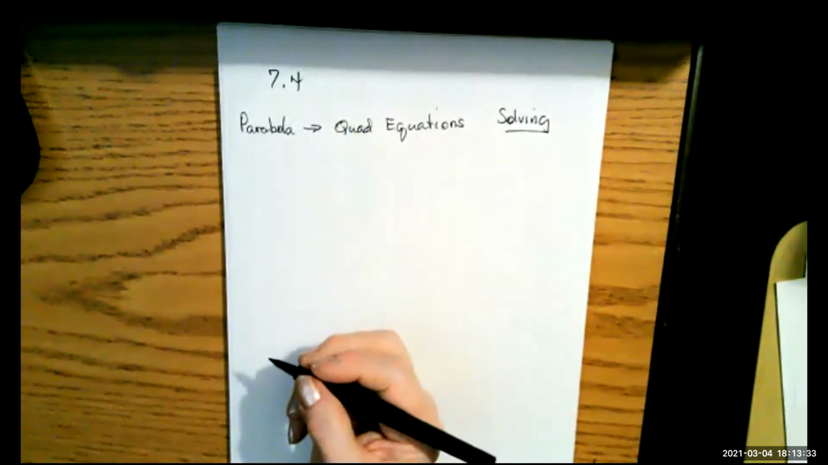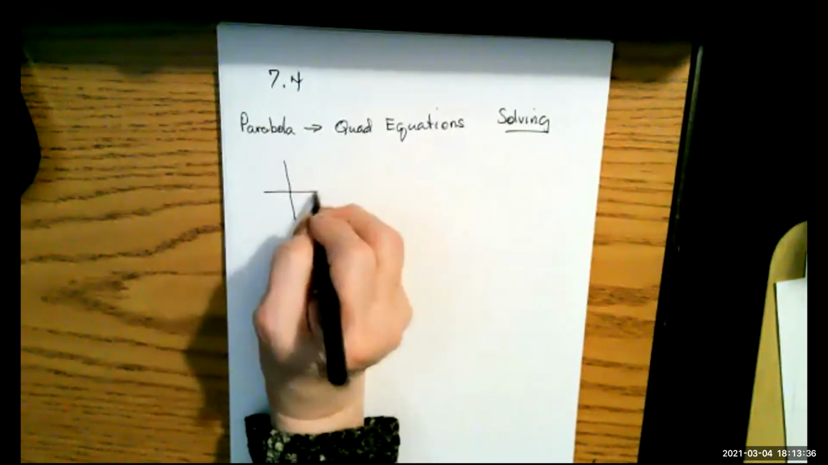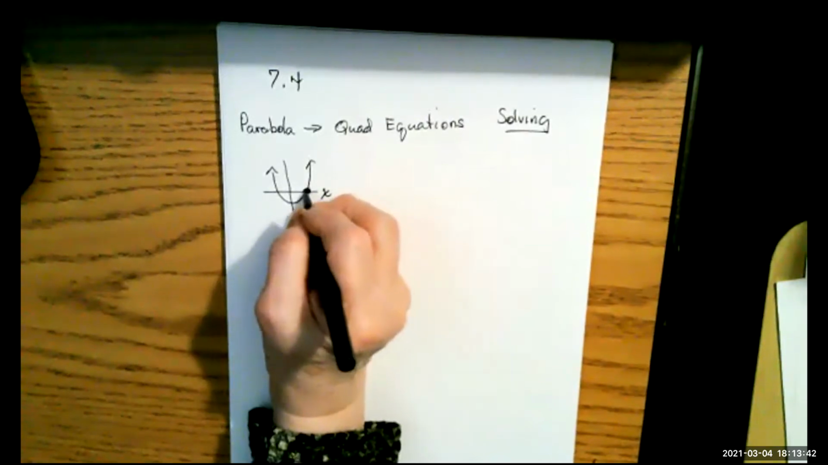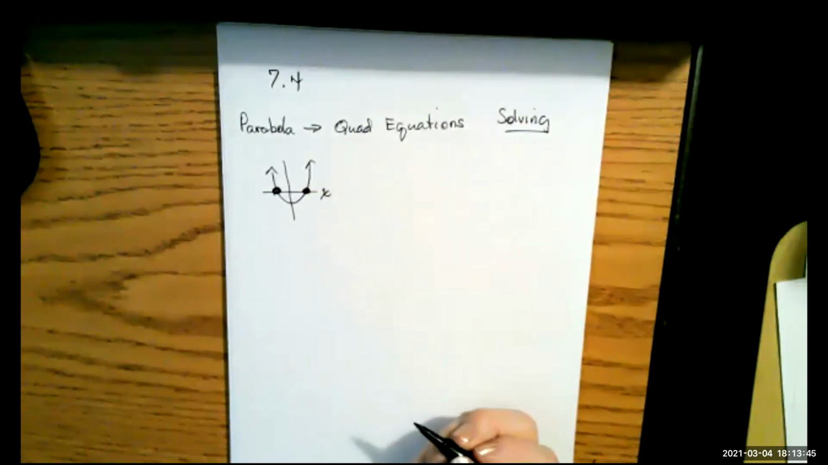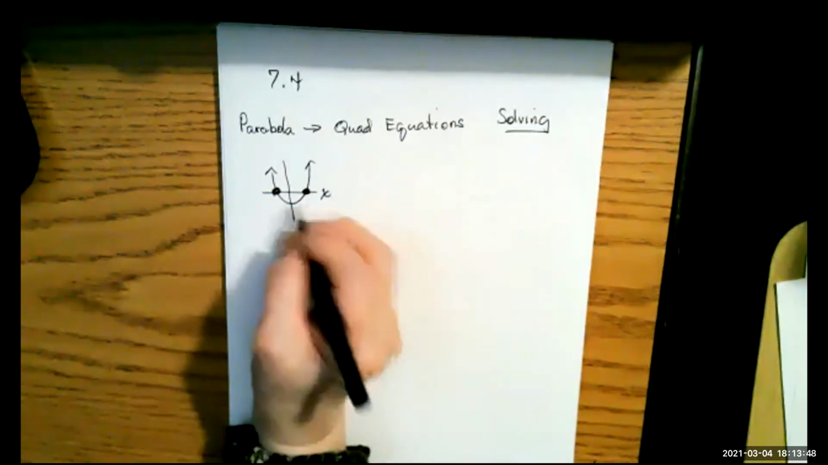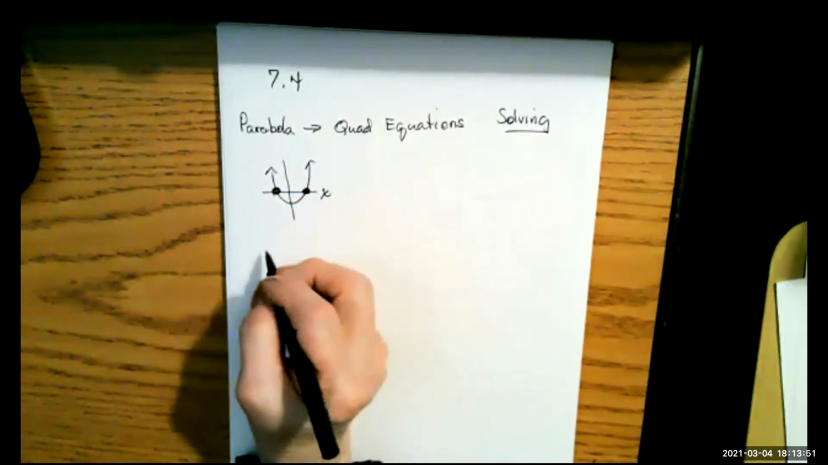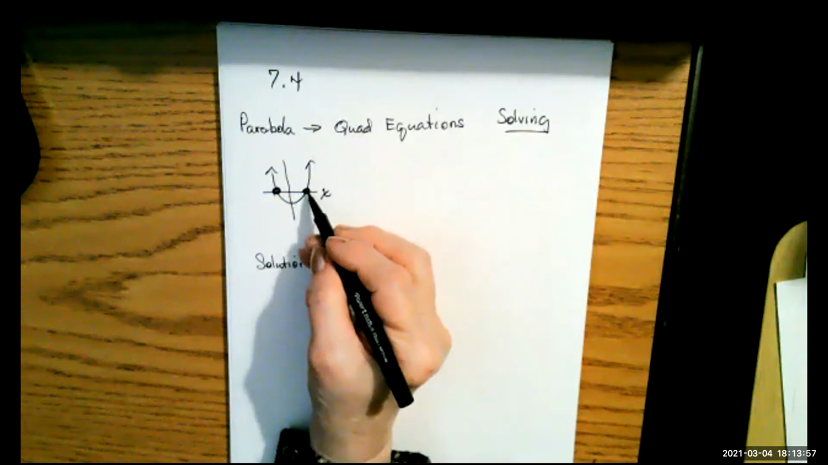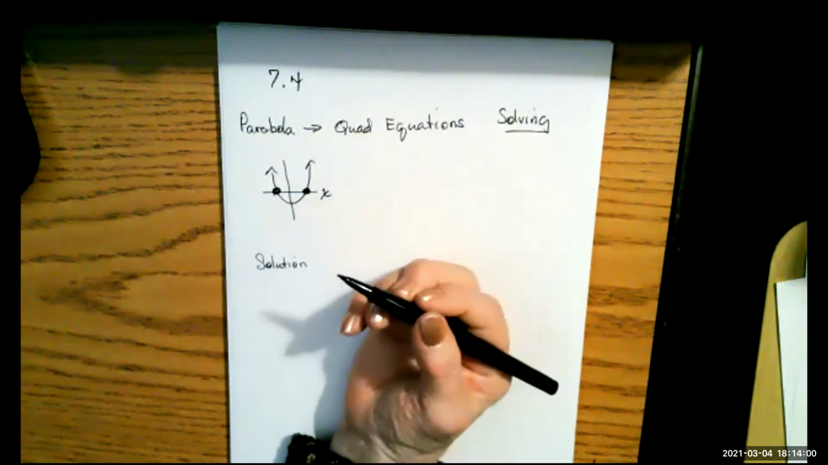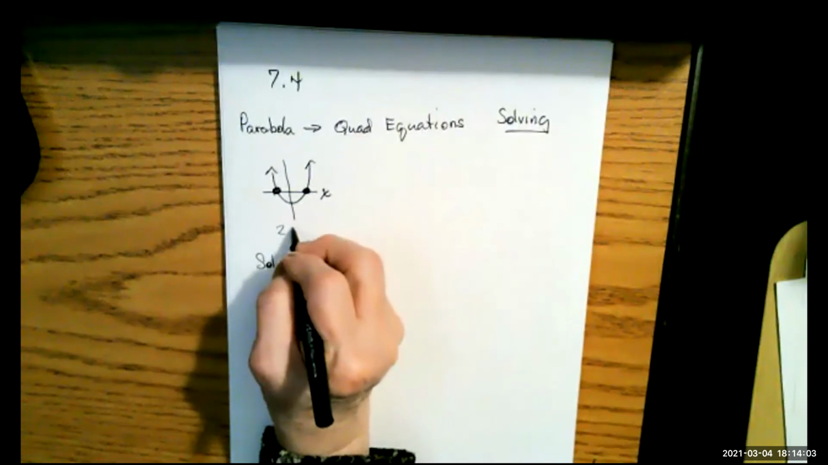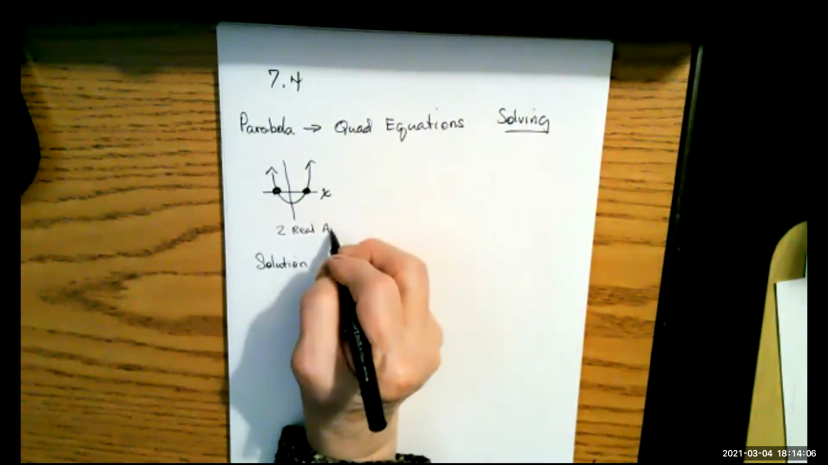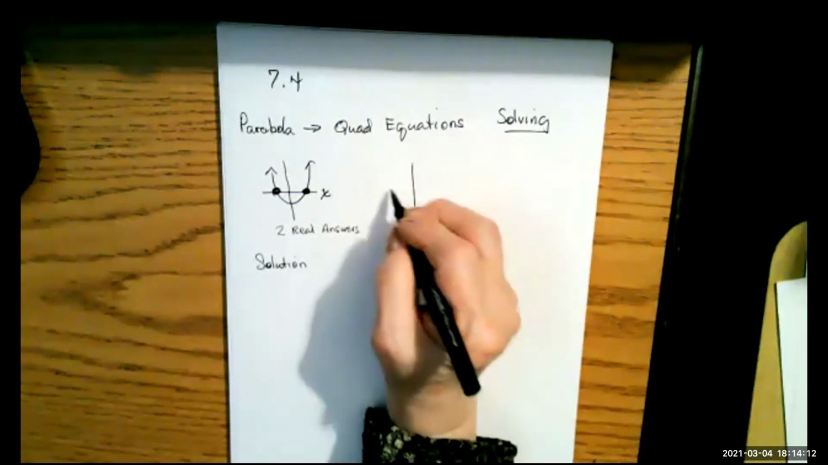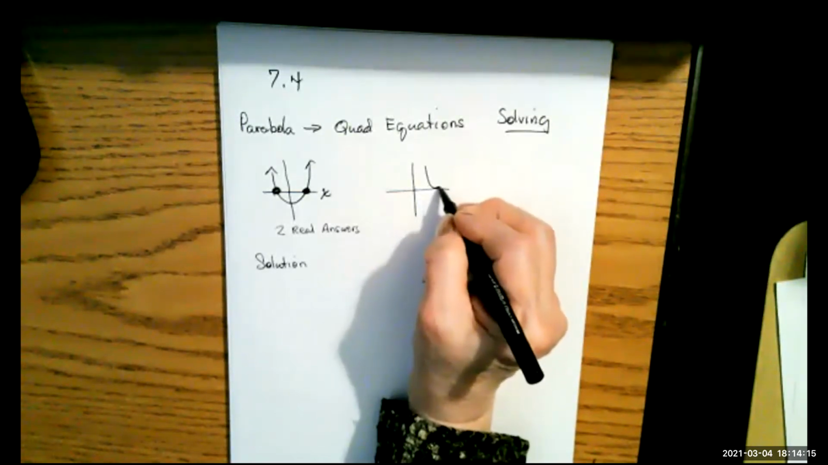Now, solving means that if we had a parabola and it crosses the x-axis, it could cross it in two places. Do you see that? The places where it's crossing is called the solution. So if I'm solving, I'm asking where on the x-axis is that parabola crossing. This one has two real answers. They're not imaginary. Okay?